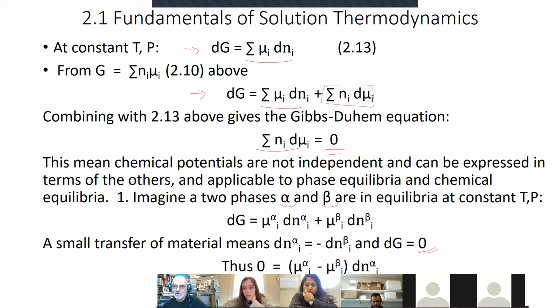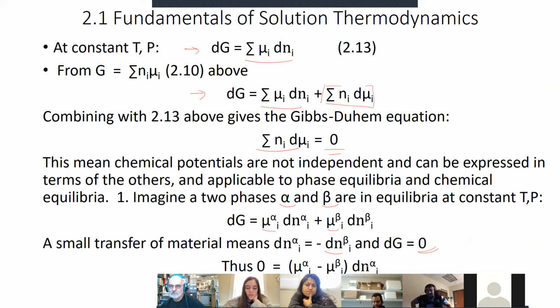Consequently, we can equate these two terms to one another and then combine them and bring them to the same side. So the dn alpha can be plugged in and we can combine them. And so we have mu sub I on alpha and minus mu sub I on beta. The minus sign came from this equality.